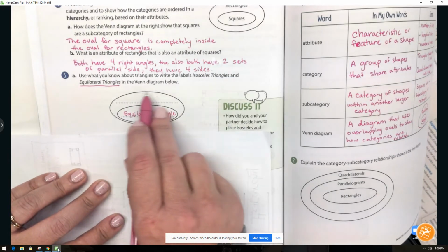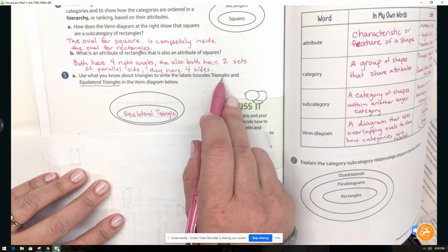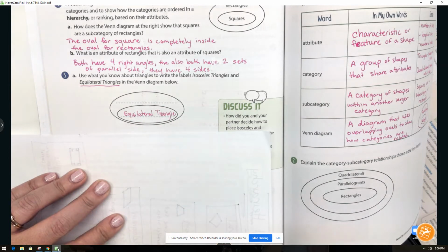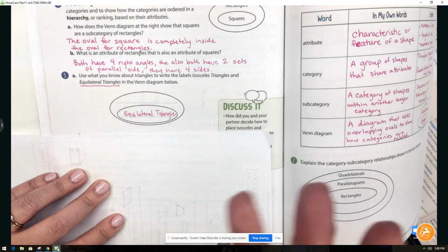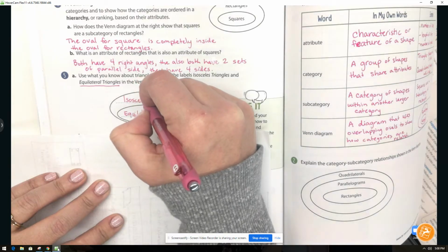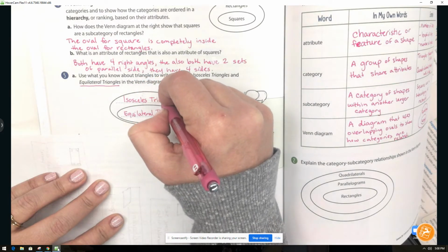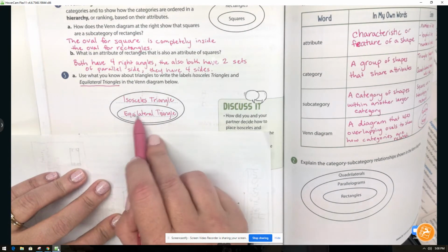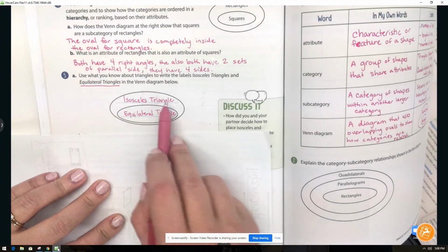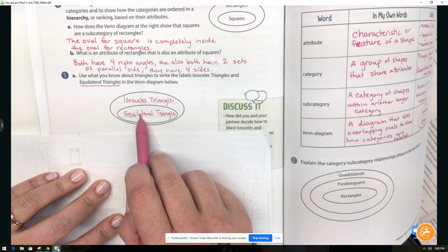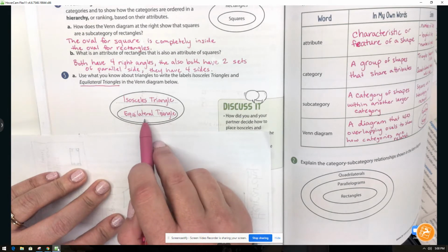And then in this larger oval, we can write isosceles triangle because we know isosceles triangles have at least 2 equal sides, but they don't have to have 3, but they can have 3. So we're going to write isosceles triangle here. So what that means is all equilateral triangles are also isosceles triangles because they're inside of this larger oval. But not all isosceles triangles are equilateral triangles.